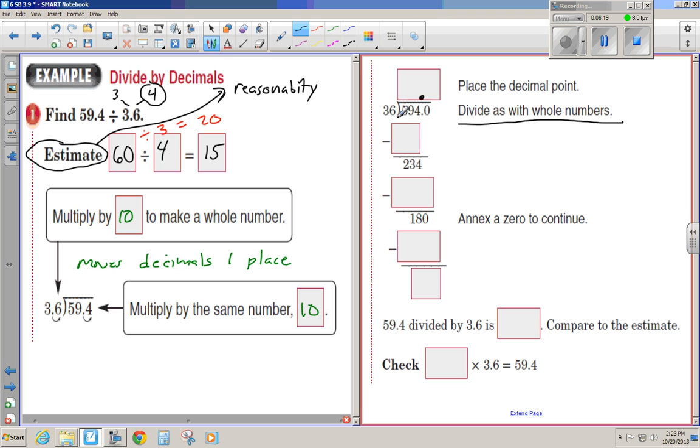How many times does 36 go into 59? Once. And we line it up. Make sure you line all of this up. 36 into 59, you do it above the 9. That means we've got 36 here, which gives us 9 minus 6 is 3. 5 minus 3 is 2. This 4 gets dropped down. And now 36 goes into 234.